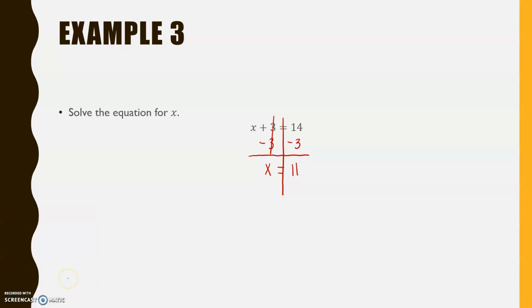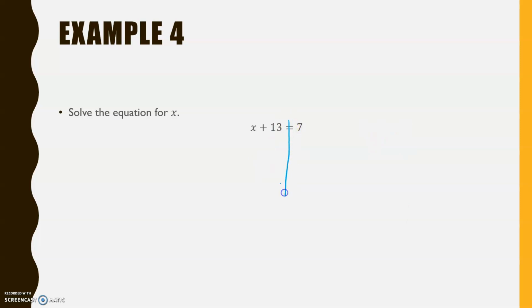Checking my work, I would get 11 plus 3 equals 14. Is this a true statement? Sure is. 14 is equal to 14, which means that this is correct.